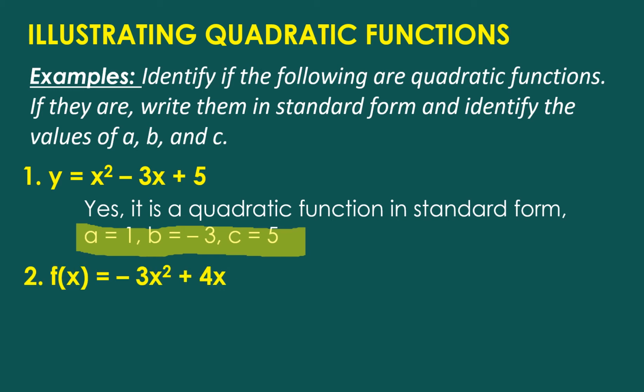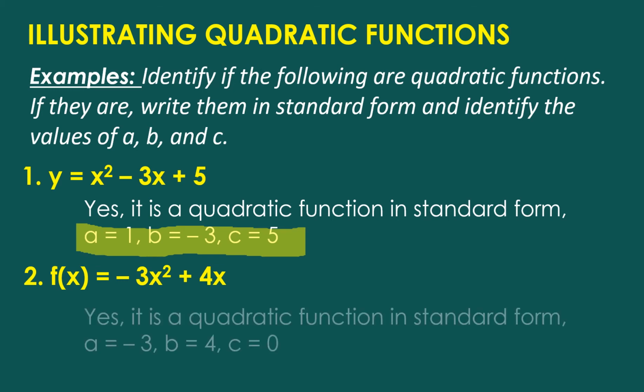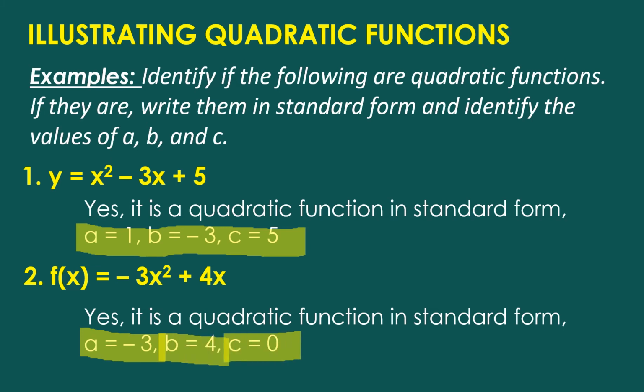Example 2. F of x equals negative 3x squared plus 4x. Is this a quadratic function? The answer is yes. It is also a quadratic function in standard form. A is negative 3, b is 4, and c is 0.